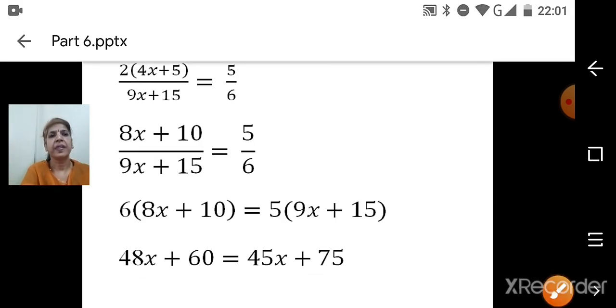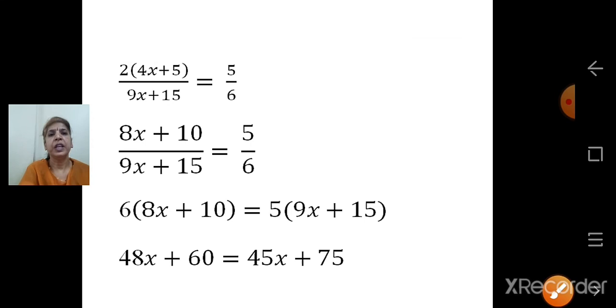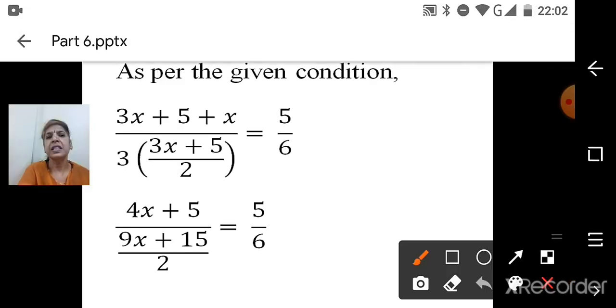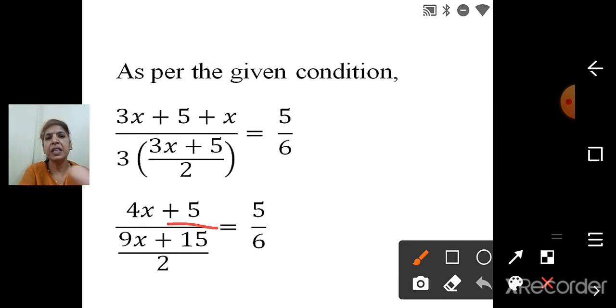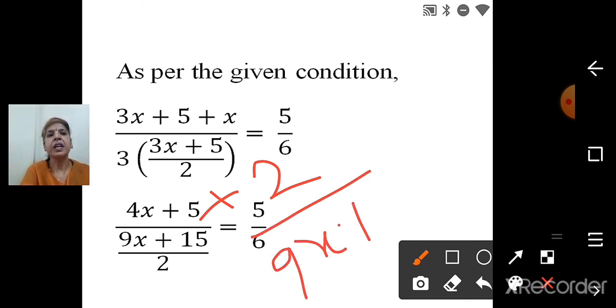Now it was upon 2. So when we say upon 2, you multiply by its reciprocal. So children, you have to see here: 9x plus 15, it is upon 2, right? So what we will do is take the reciprocal of that upon 2. So 2 will go in the numerator and 9x plus 15 will come in the denominator, right?